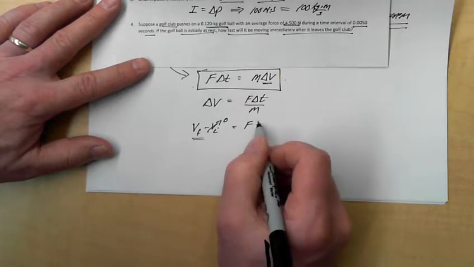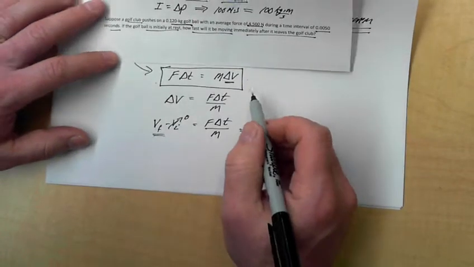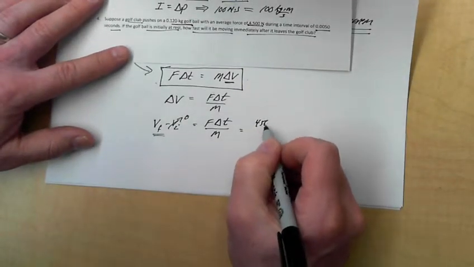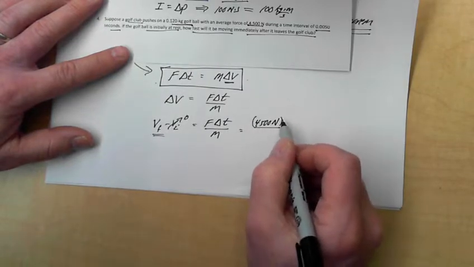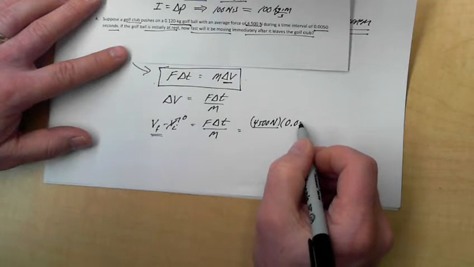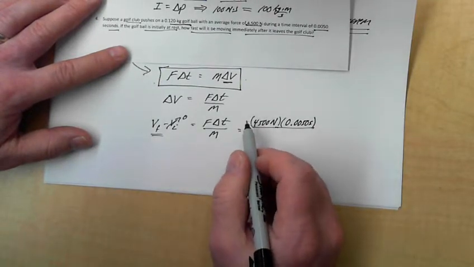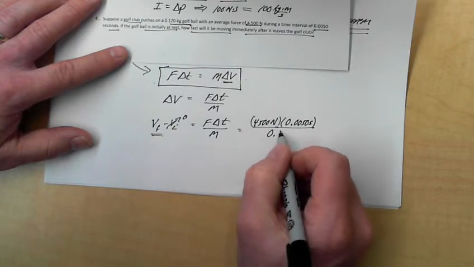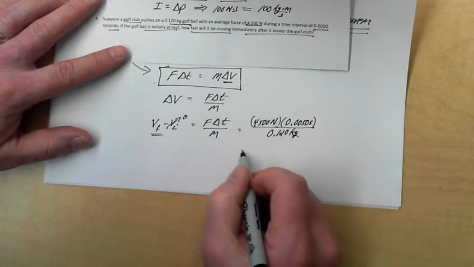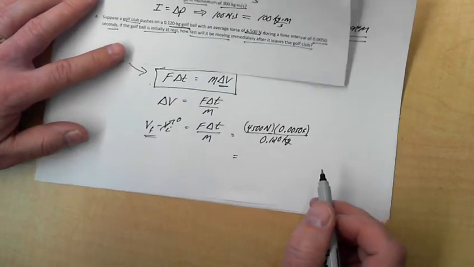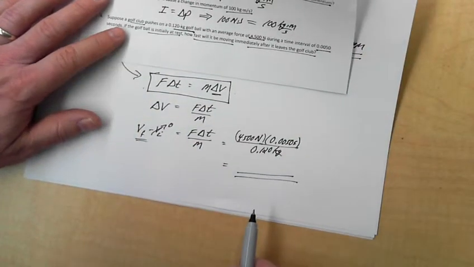We take the force, the average force, times the time interval, that's the impulse, divided by the mass. Okay, the average force was 4,500 newtons. The time interval was 5 milliseconds, but keep it in seconds. And the mass of the golf ball is 120 grams, 0.120 kilograms. You put that in a calculator and you're going to get the answer. I don't know what it is, but you're going to put it in the calculator.